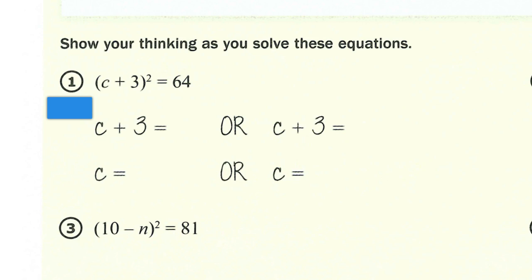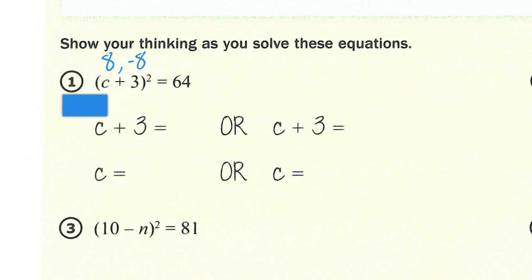Just like we've done before in solving equations, I'm going to cover up a part of this. So here I'm going to use my blue square. I'm going to cover up c plus 3. So now I'm thinking, what number squared, what number times itself gets me 64? So I know that 8 squared, 8 times 8 is 64. I also know that negative 8 squared, or negative 8 times negative 8, is going to be 64.